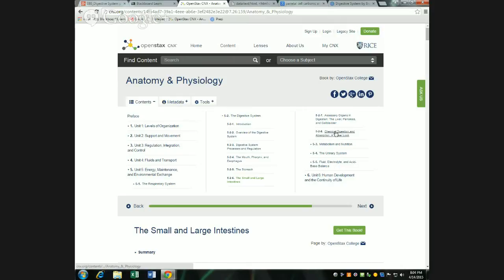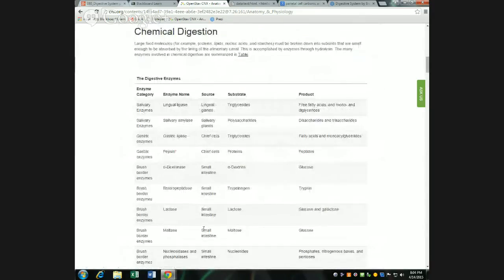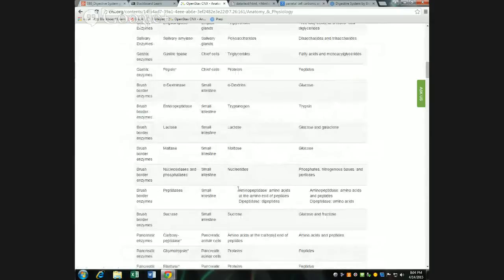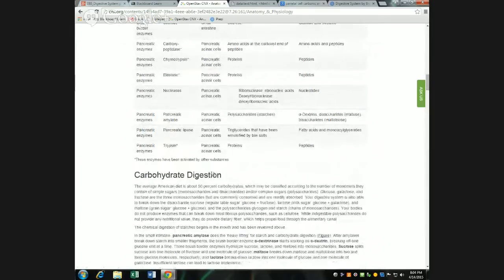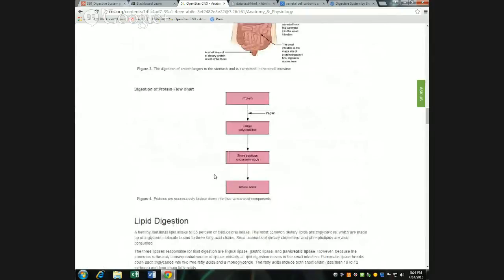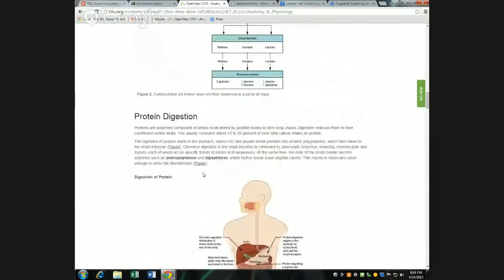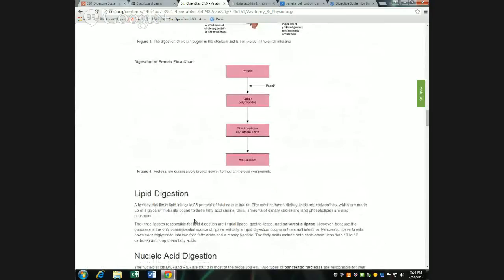I already touched on the chemical digestion part here about the enzymes. So here's that table that I showed you briefly. I didn't look at it very closely. We used a different table for more detail. And it just says a few things about carbohydrate, protein, and lipid digestion.